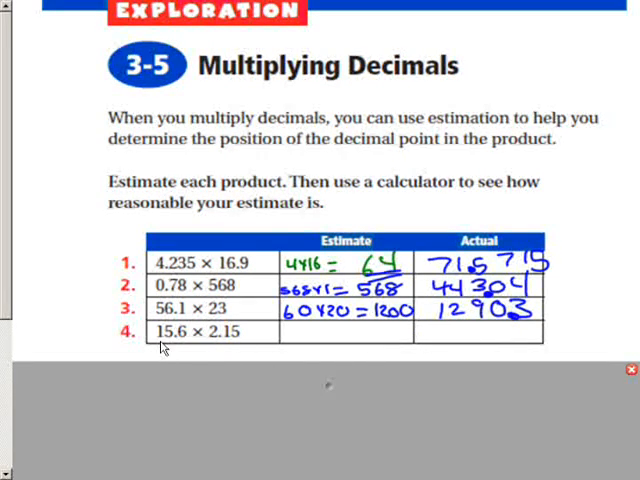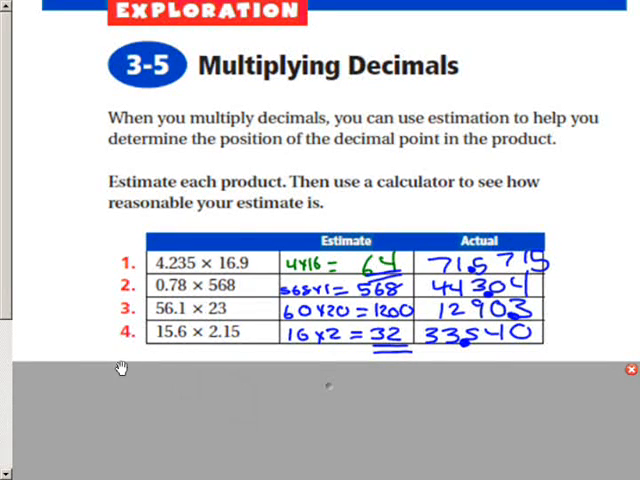Last one. 15 and 6/10 times 2 and 15 hundredths. Let's round to the nearest ones place. So I'll do 16 times 2. So it's going to be about 32. I'm going to go ahead and multiply this. 156 times 215. And I get 33540. My answer needs to be close to 32, so it makes the most sense to put my decimal right there.